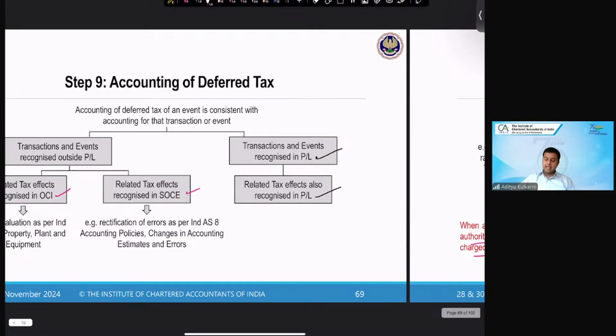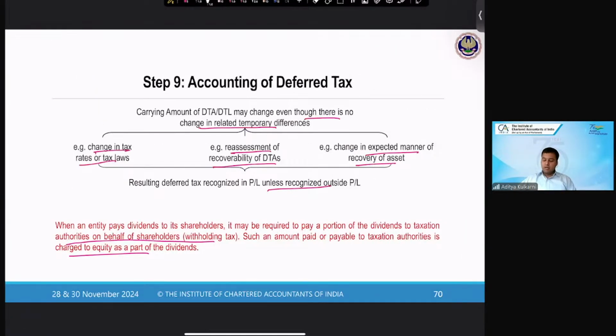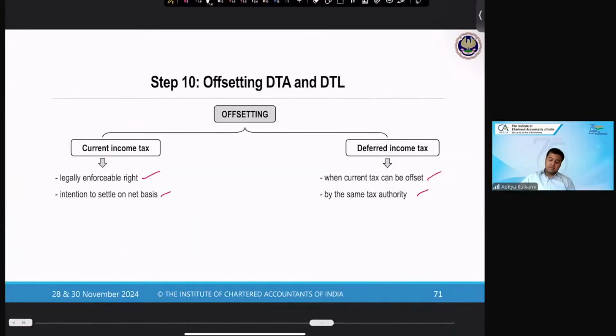Okay. Next. Carrying amount of DTA, DTL may change even when there is no change in related temporary differences. For example, change in tax rates or tax laws, reassessment of recoverability of DTAs, or change in expected manner of recovery of asset. The resulting deferred tax is recognized in P&L unless it is outside the P&L. So very simple. Carrying amount will change even if there is no change in the differences.